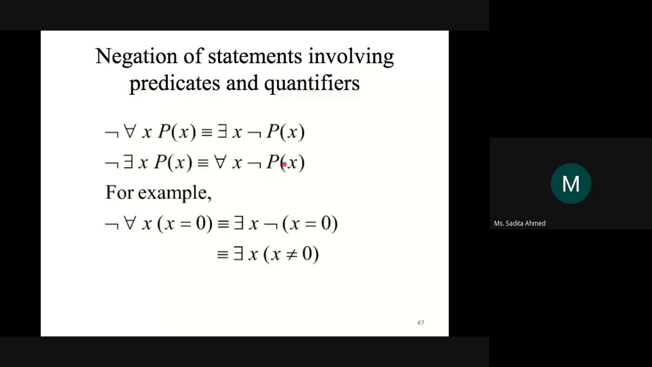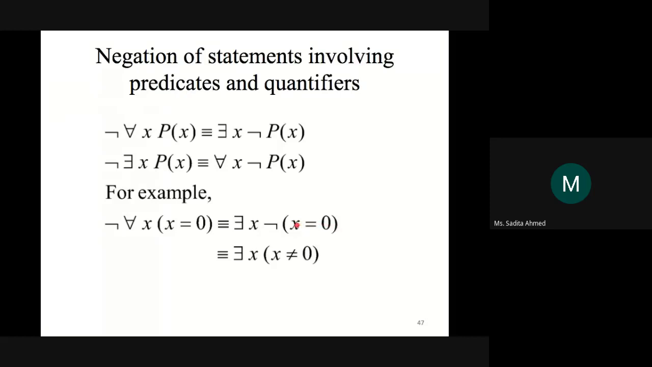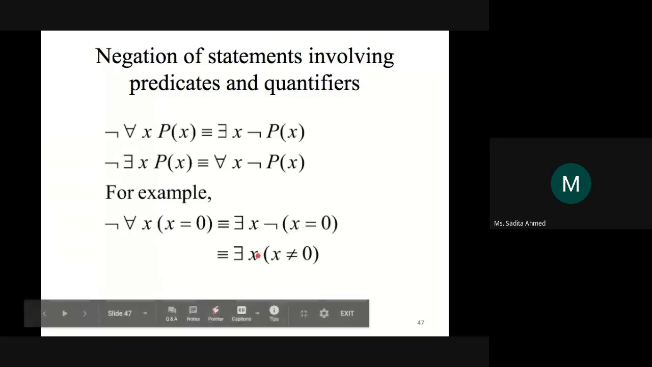Now, let's look at an example. Let's say the predicate, or the propositional function, represents the statement x equals 0. This is the predicate. If you have to apply the negation, first the universal quantifier will be converted to the existential quantifier, and then the negation will be applied on the predicate. How do we apply the negation on the predicate? Whatever statement you have inside, you write down the opposite statement. x equals 0 is our statement here. What is the opposite statement? x not equal to 0. So there you go, negation. Any questions regarding negation?